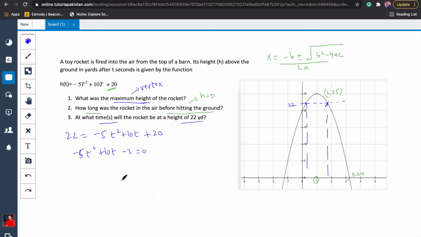Okay, we can't factorize this, so you will have to use the quadratic formula again. Please put in the values and the answer that you will get is t equals (5 plus square root of 15) over 5, and another answer, t equals (5 minus square root of 15) over 5. This translates to 1.77 and this translates to 0.23 seconds. This is basically 0.23 and this is 1.77. Both the answers are correct.